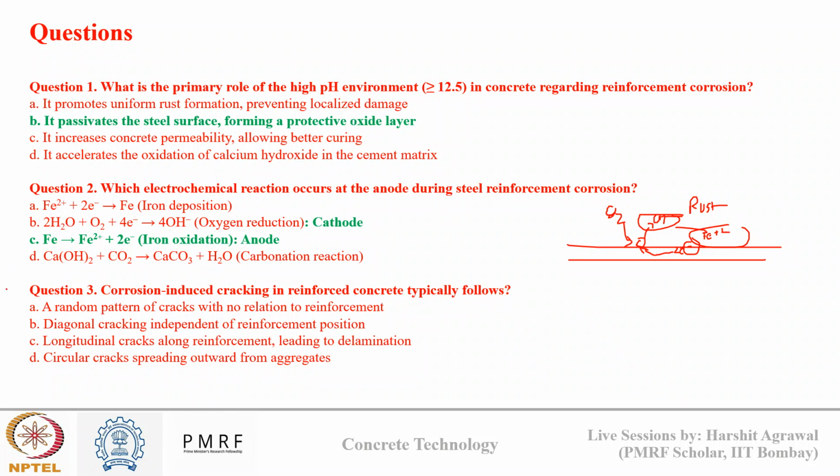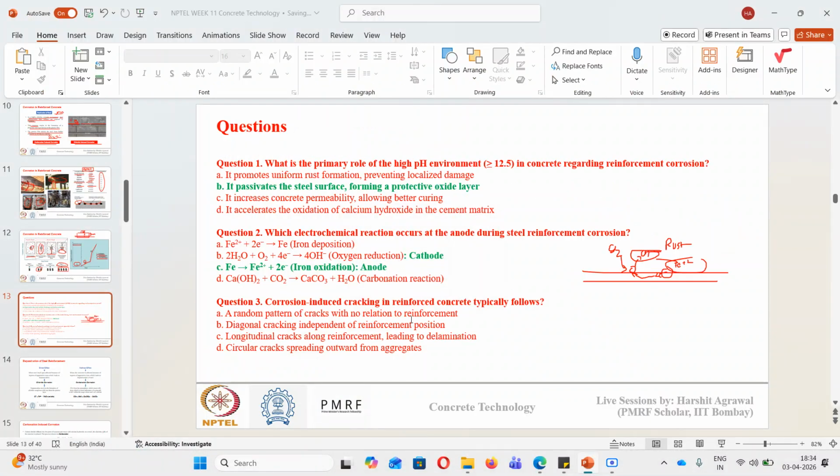Now answer question number 3. Corrosion induced cracking in reinforced concrete typically follows which nature? What is the type of cracking we see due to corrosion? If you have observed this in the field, when cracking appears in a concrete column or a beam due to corrosion, what is the nature of that crack? Any guesses?